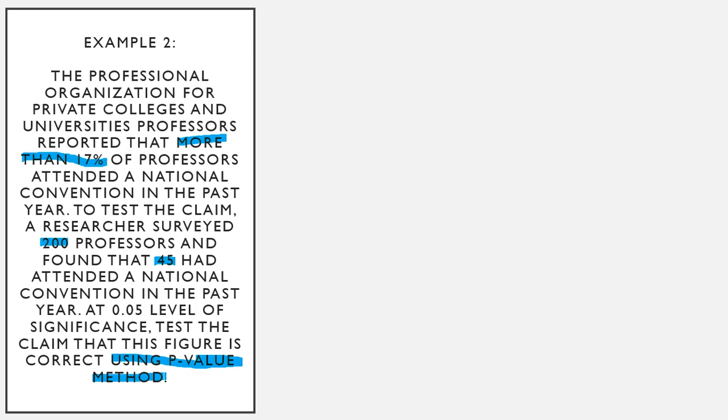So the step-by-step procedure will differ a little. First, we list all the given. The 17% mentioned in the first sentence will be the population proportion, also converted into decimal. The 200 is the sample size. And it says that 45 attended out of the 200 surveyed, so that is our letter X.